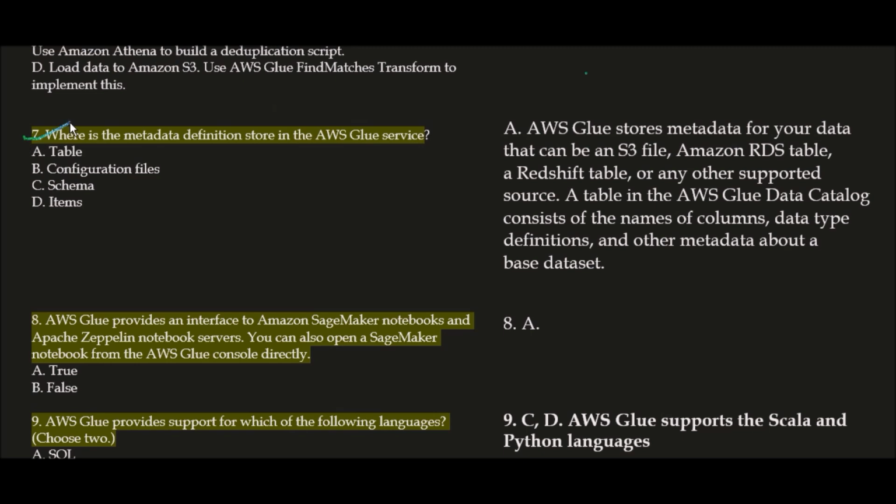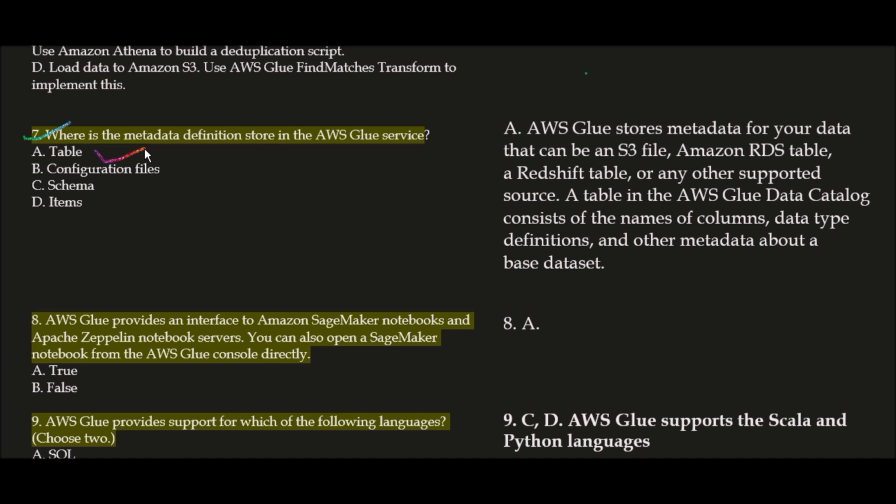Where is the metadata definition stored in the AWS Glue service? Option A, table. Option B, configuration files. Option C, schema. Option D, items. Correct answer here is option A, table.